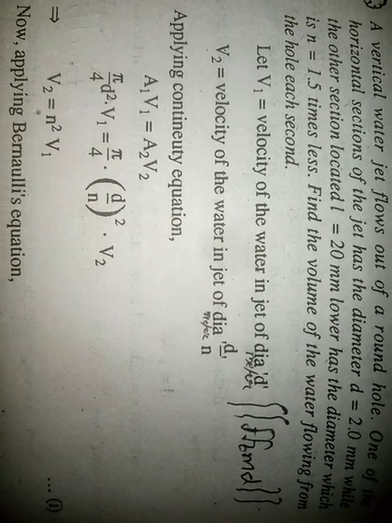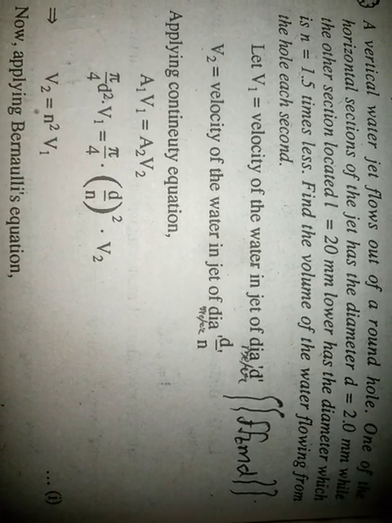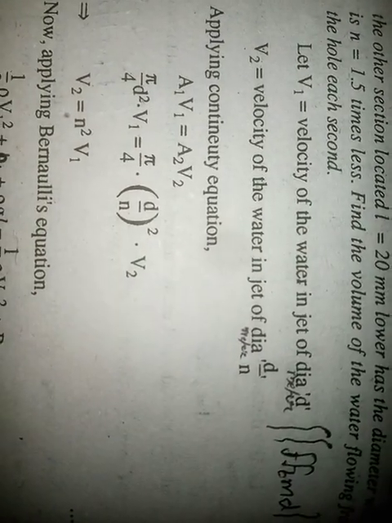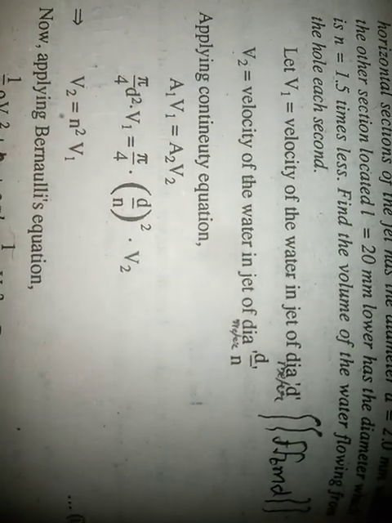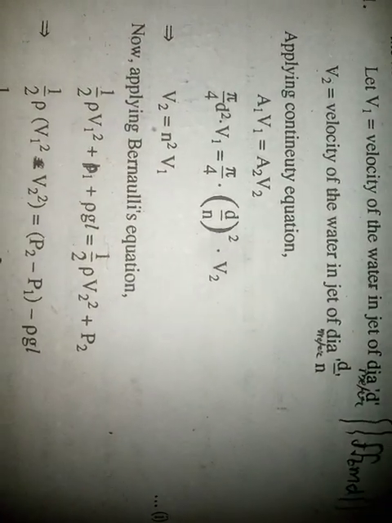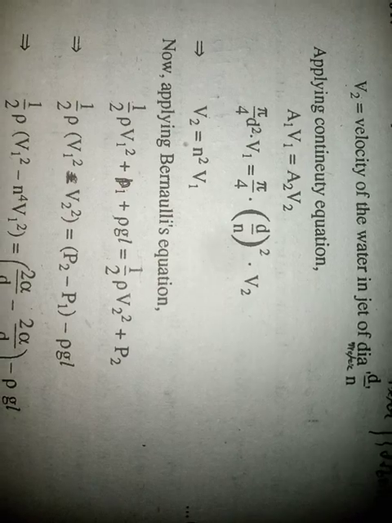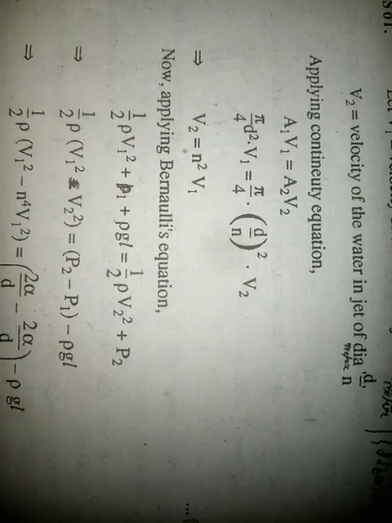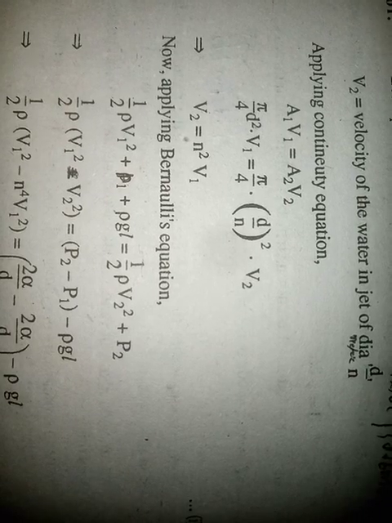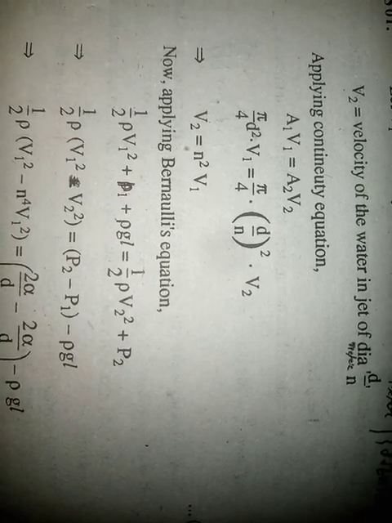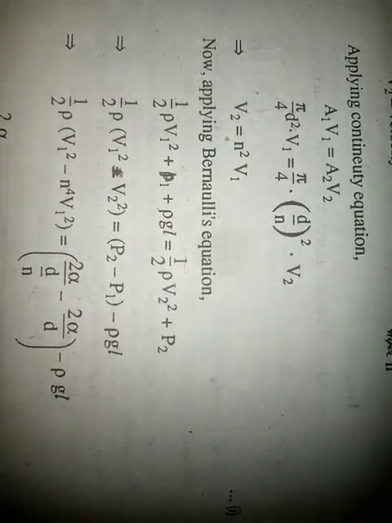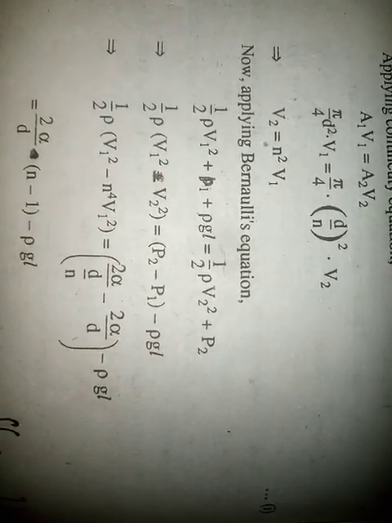Let v1 equal the velocity of water in the jet of diameter d and v2 the velocity in the jet of diameter d by n. Applying the continuity equation, a1 v1 equals a2 v2. This implies pi by 4 d squared into v1 equals pi by 4 (d by n) whole squared into v2. This implies v2 equals n squared v1.